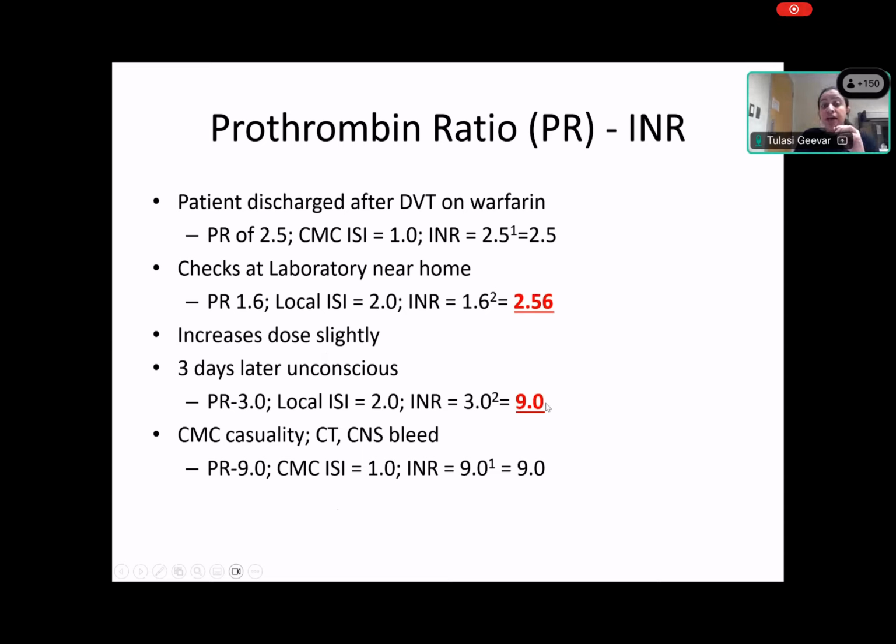And if you calculate with INR, it's actually 9. So that is what was seen at CMC also. So this is an example to show how the prothrombin ratio can vary depending upon the reagent used, and how you can have a more standardized way of reporting by using the INR.